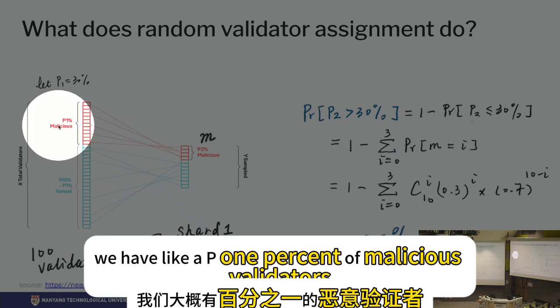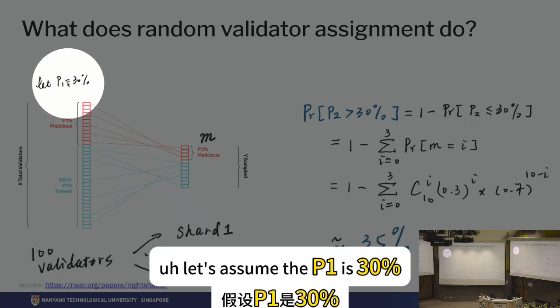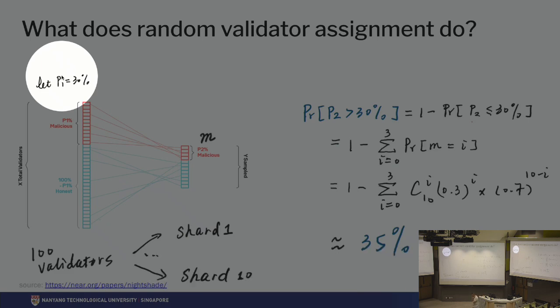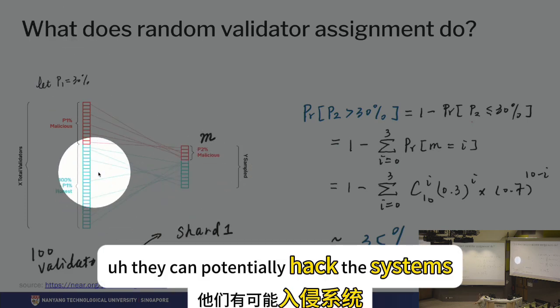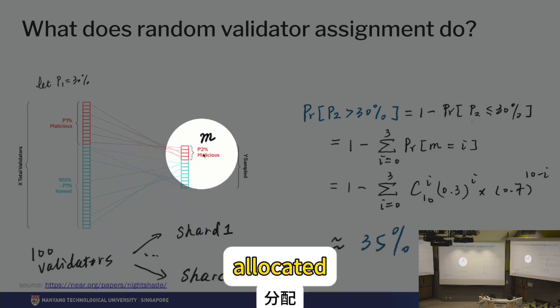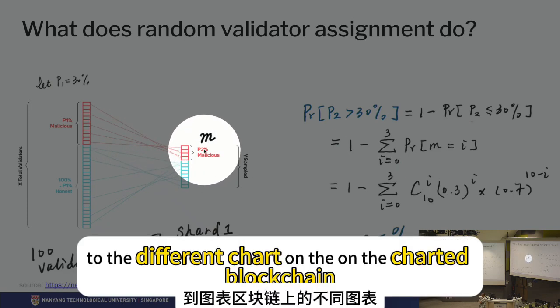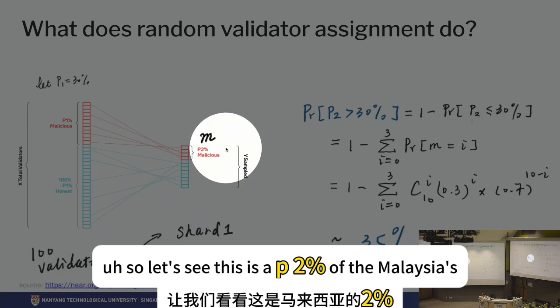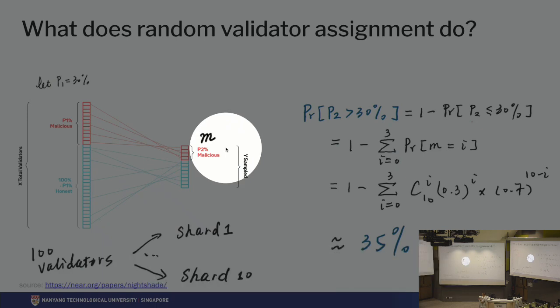We have a P1 percent of malicious validators. Let's assume P1 is 30%. 30% of the validators are malicious nodes. They can potentially hack the system. So they will be randomly allocated to the different shards on the sharded blockchain. Let's say this is a P2 percent of malicious validator nodes.